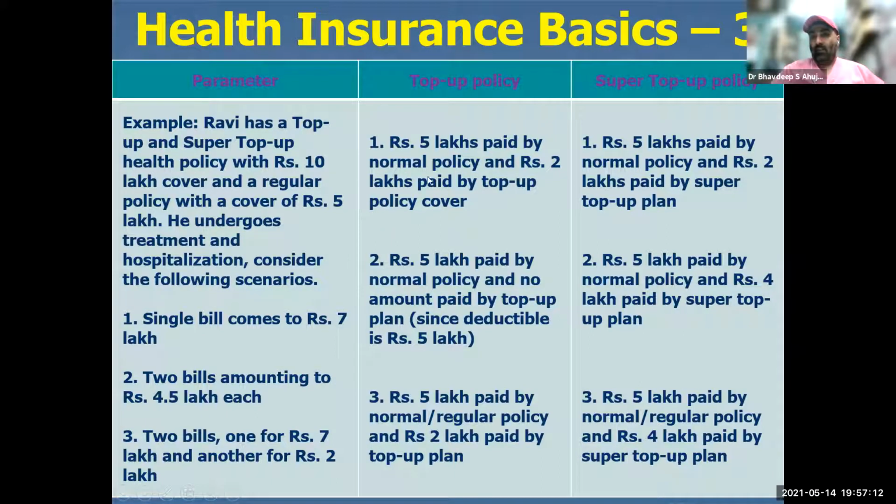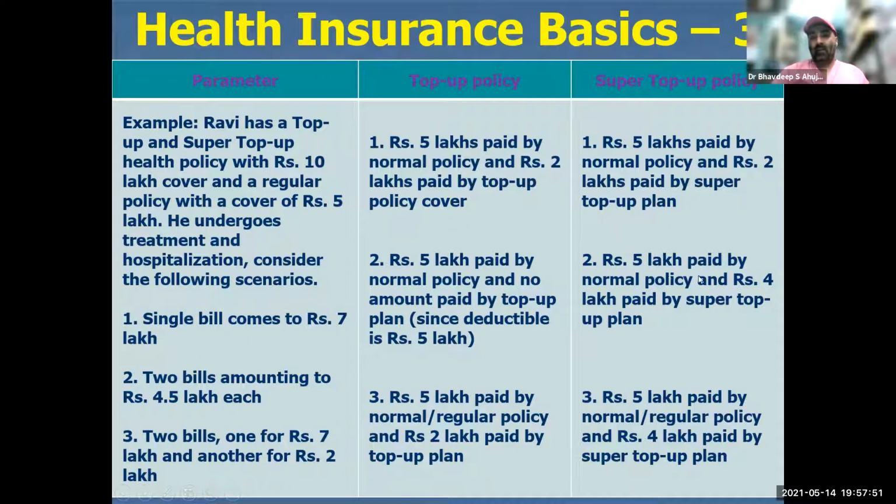What would happen? 5 lakh is covered by the normal policy and 2 lakh is paid by the top up. In this case, 5 lakh is paid by the normal policy and 2 lakh by the super top up as well, of course. Now, second scenario: he is hospitalized twice, with 2 bills of 4.5 lakh each. With the top up, 5 lakh is paid by the normal policy and no amount is paid by the top up, since the deductible is 5 lakh. The top up will not pay anything here. With the super top up, 5 lakh would be paid by the normal policy and 4 lakh paid by the super top up plan.